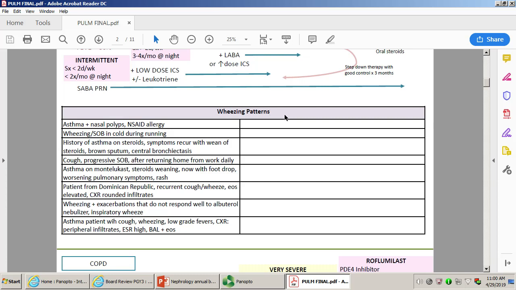Beta agonist only, are we out of papers? Does anybody have extra question papers around? Yeah, there's one here. That's true.